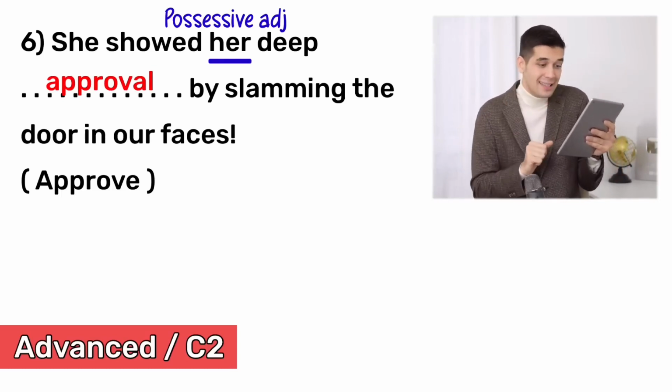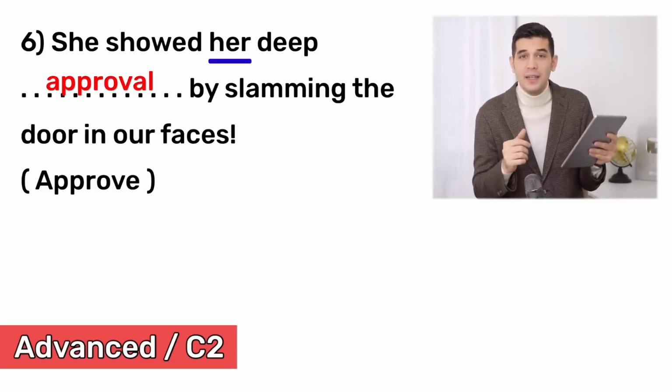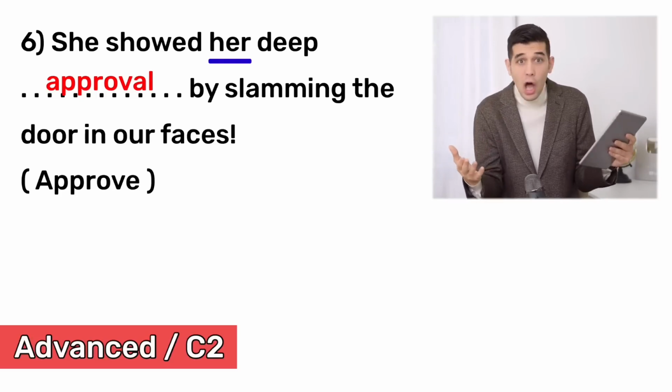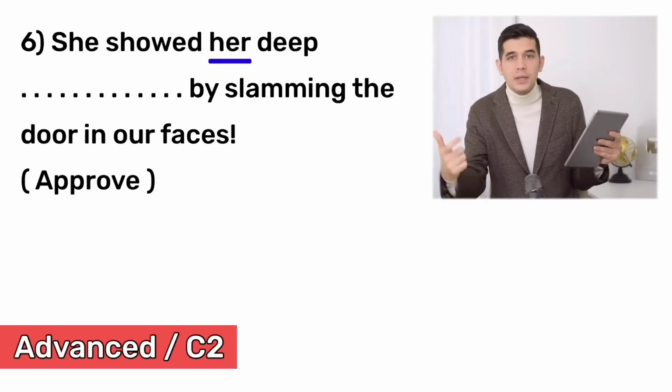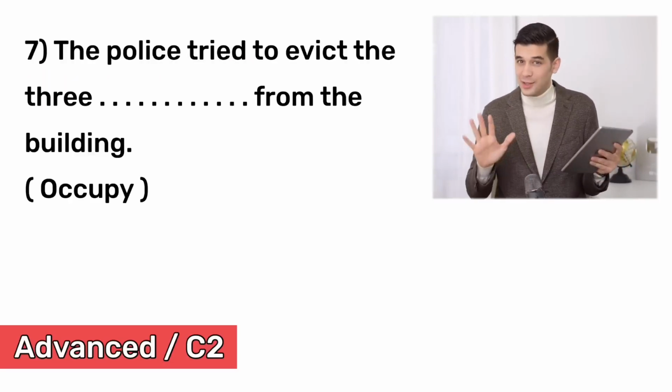Why? Look at the sentence. She showed her deep by slamming the door in our faces. By slamming the door in our faces. Is she showing her approval? No, quite the opposite. What is the opposite of approval? Disapproval. That's the answer. Question 7.